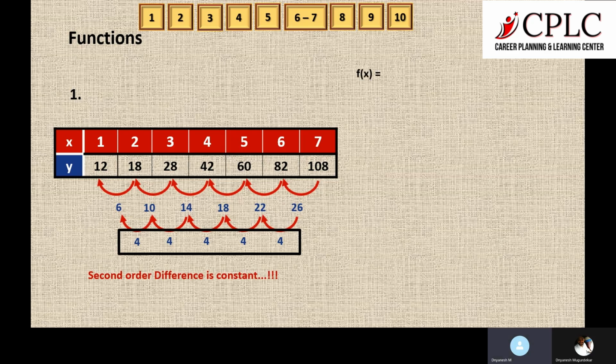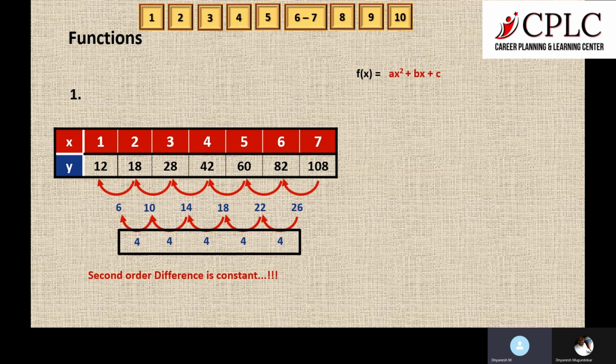So the function is of the quadratic type. Quadratic general form: ax square plus bx plus c. Now again, to get the original function, we need the three values of a, b, c. Now how do we get that? So we'll have to do the solving here from the respective values of x and y.